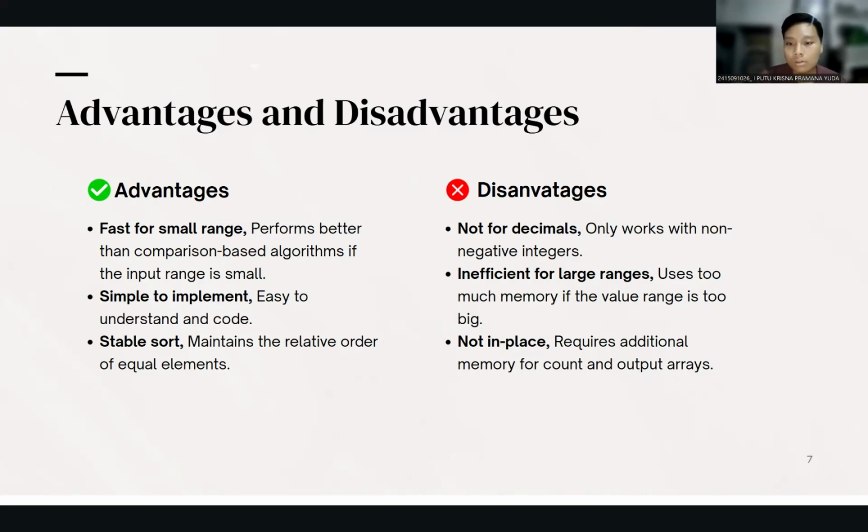And the disadvantage is that it is not for decimals. Counting sort only works with non-negative integers. It doesn't support floating point numbers or negative values. And then it is inefficient for large ranges. If the input range is very large, counting sort becomes memory intensive. It has to create an array big enough to cover the entire range of possible values, which wastes space if the actual number of elements is small.